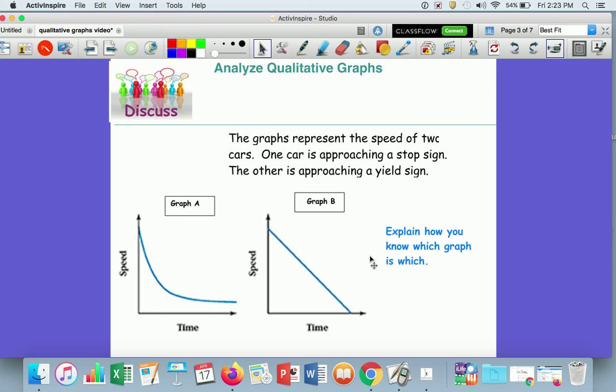So if the question asks you which is approaching the yield sign, you would pick graph A because graph A doesn't come to a complete stop. And at a yield sign, you do not have to come to a complete stop.